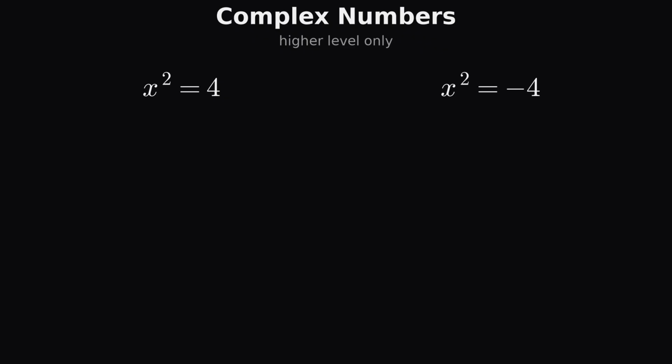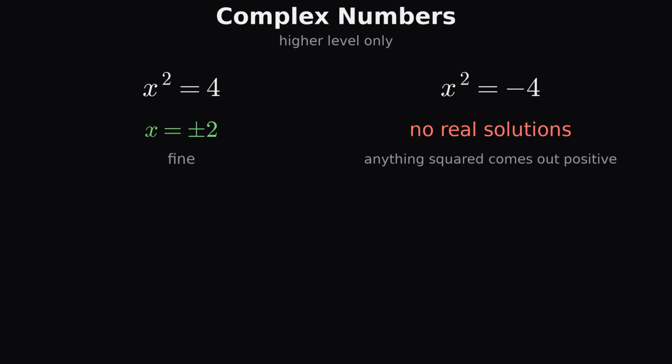Look at these two. The one on the left is fine. 2 squared is 4. Minus 2 squared is also 4. So x is plus or minus 2. The one on the right has no real solutions, because anything you square, positive or negative, comes out positive. There is nothing on the number line that works. So mathematicians did the only thing left. They invented something that does.